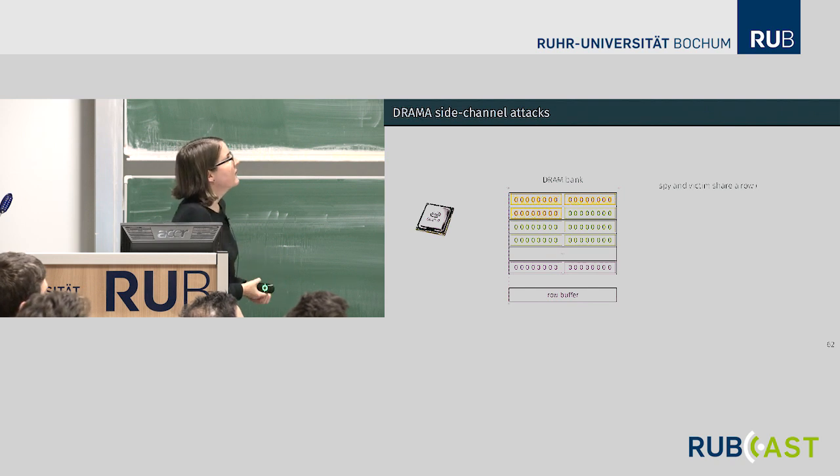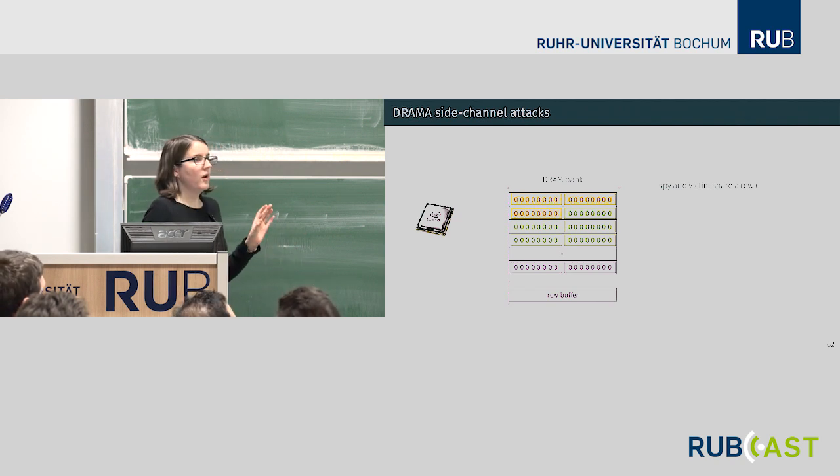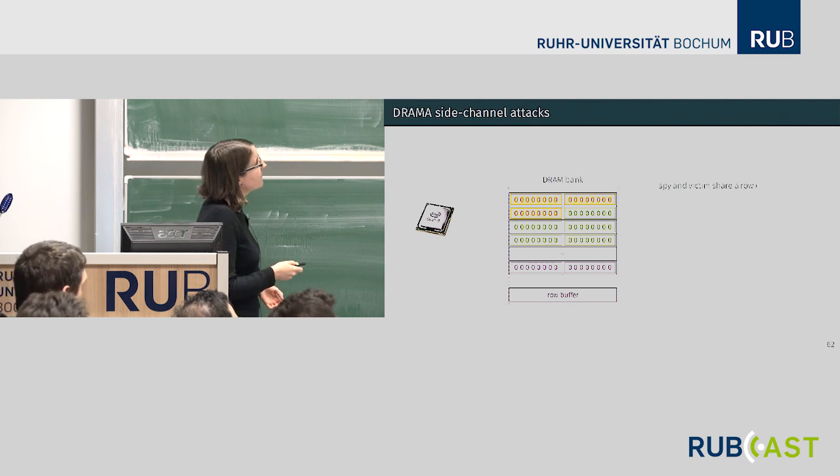Now, similarly to cache attacks, we can also do side channel attacks. So here the setup is a bit different. The spy and the victim are going to share a row. So when I say share a row, it's not shared memory. It's really they will each have different 4 kilobyte pages. But these pages arrive basically in the same row.